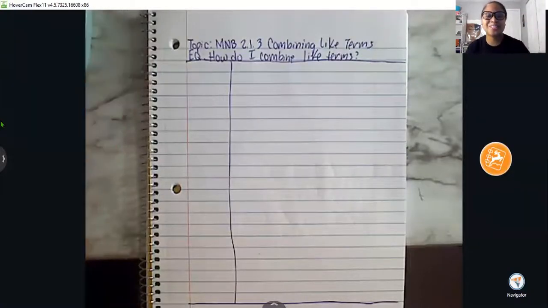Hi, CC3. So today we are going to look at combining like terms. Our essential question today is how do I combine like terms?